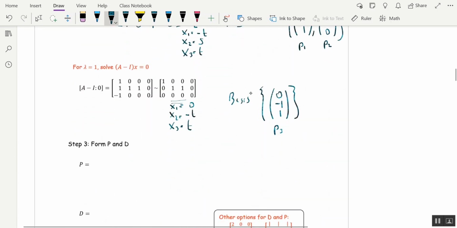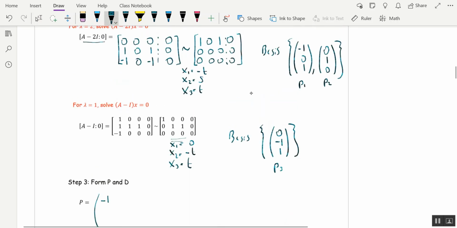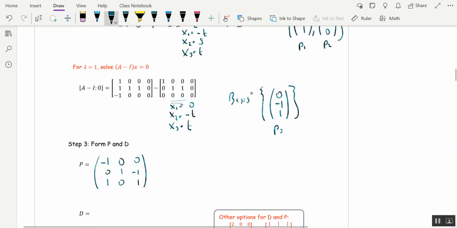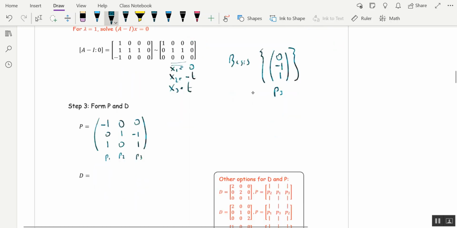Let's form the matrix P first. So I'm going to put in p1, p2, and p3. So negative 1, 0, 1, 0, 1, 0, 0, negative 1, 1. So I chose p1, p2, p3. Now p1 and p2 corresponded to the eigenvalue 2. So what that means is when I form D, which is a diagonal matrix, I need 2's in the first 2 slots. Now this is diagonal, so everything else is going to be 0. And then in this last entry here, I need the eigenvalue corresponding to p3, which was 1.